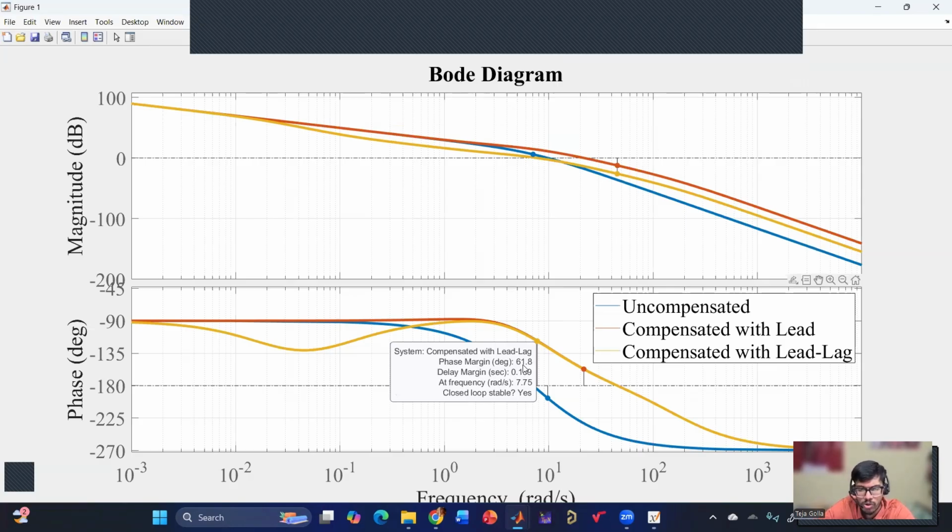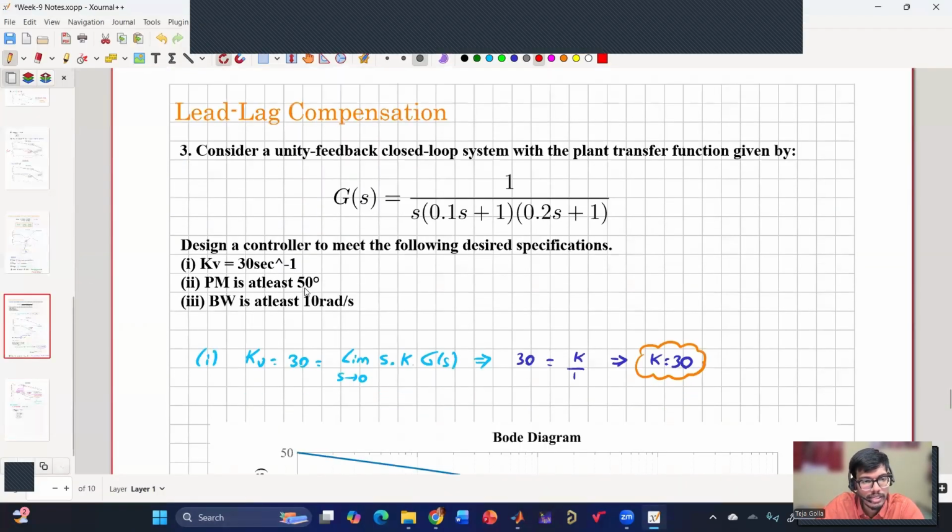I am getting 60 degrees. So if I change the correction factor slightly smaller, then it should have been fine. And how much am I targeting the bandwidth? It is 10 radians per second.